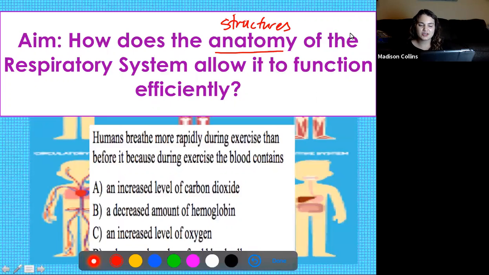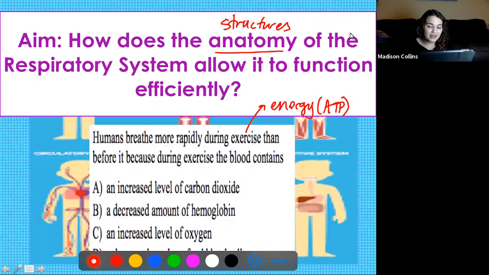All right, so this question says, humans breathe more rapidly during exercise than before because during exercise, the blood contains what? All right, well, what do we know about exercise? We know that when you exercise, you're using energy, right? Okay, and that energy is going to be in the form of ATP. So your muscle cells are constantly working and constantly needing more energy to function. But how do we make more energy? How do we make more ATP?